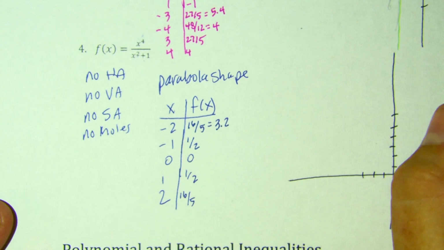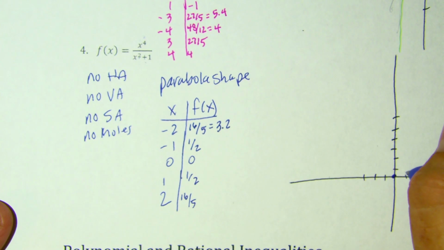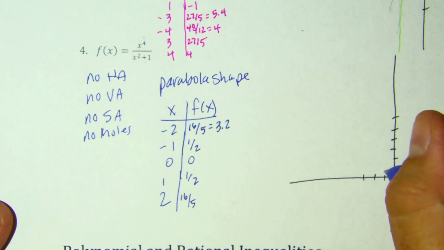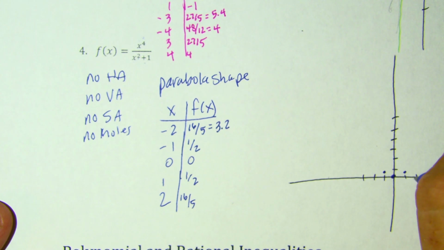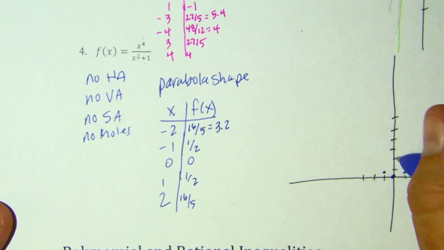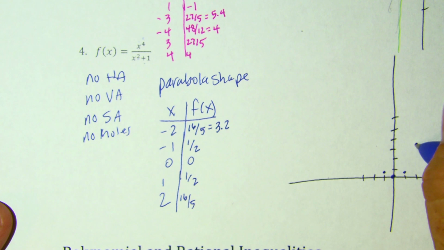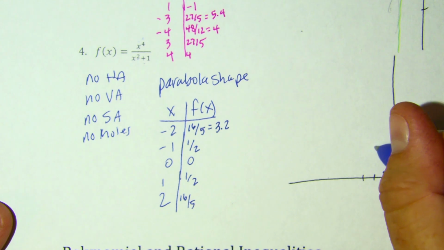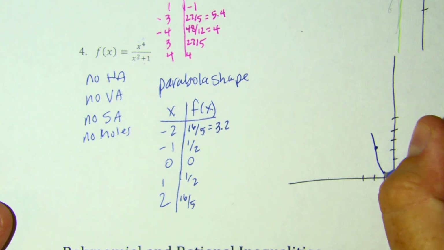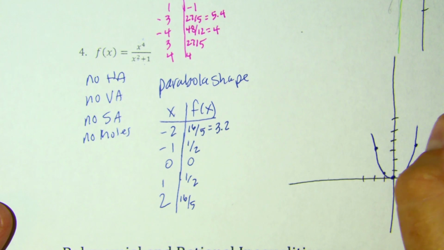So I can go ahead and plot those values. 0, 1 gave me 1/2, -1 also gave me 1/2. 2 gave me 3.2, a little bit above that. And same thing on the other side. And now we have this parabola shape, and that is my graph.